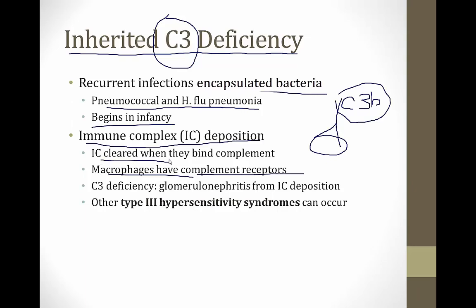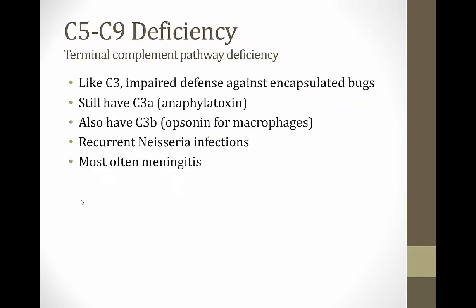So children with an inherited C3 deficiency get glomerular nephritis from immune complex deposition in their kidneys. They also have higher rates of other type 3 hypersensitivity syndromes, and recall that type 3 hypersensitivity disorders always involve immune complex formation.